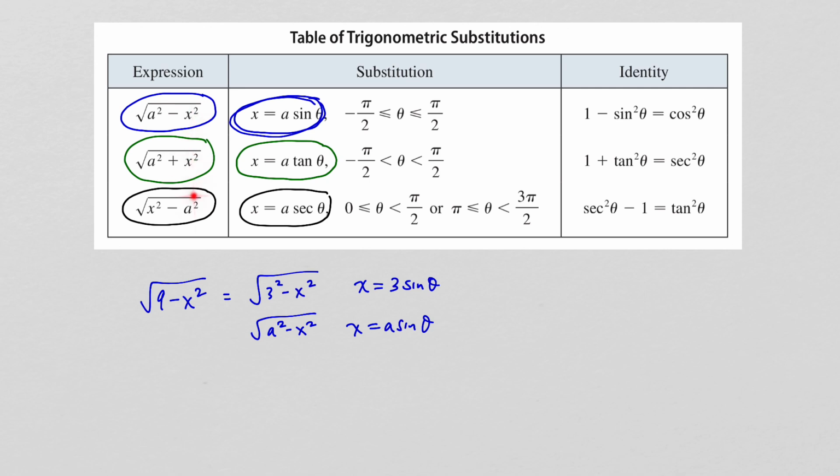Now, why is it a different substitution for each of these? Well, it all depends on the Pythagorean identity that you're going to use to simplify your expression. Depending on the order of the subtraction of a squared and x squared, or if you're adding a squared and x squared, you're going to use a different substitution because it takes a different identity to simplify each one of those. To put it bluntly, you need to memorize these three cases.